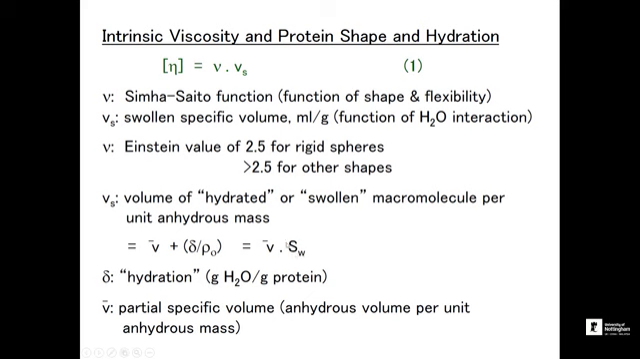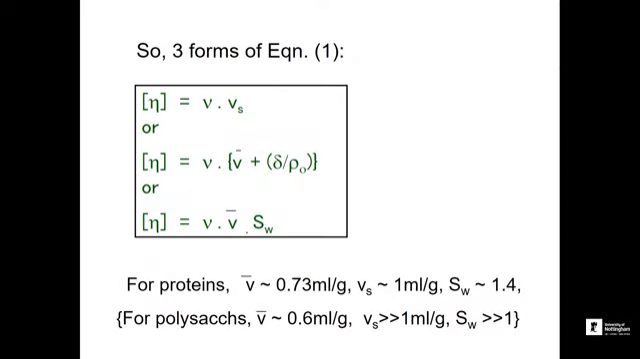And we also define something called the swelling ratio, SW, which is the ratio of Vs to V bar. So it has no units. It's the ratio of the hydrated specific volume to the partial specific volume. So it's a measure of how swollen the molecule is. And it's very useful talking about polysaccharides actually, because polysaccharides do swell enormously.